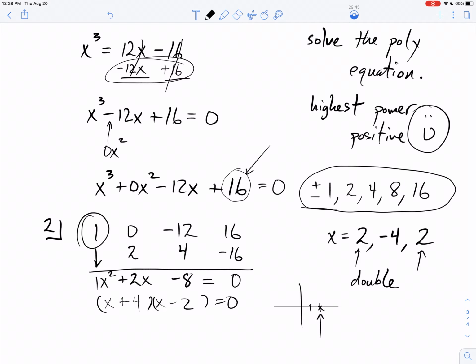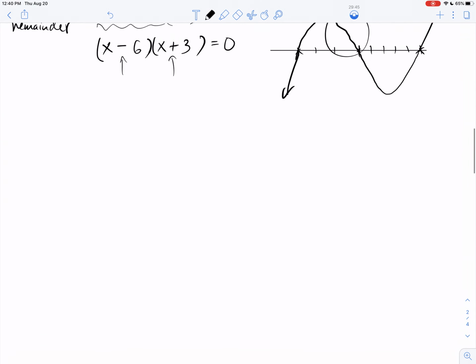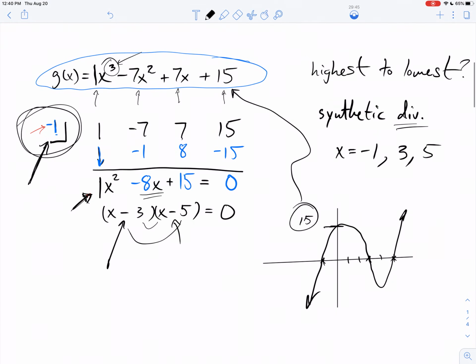So the first number in every single one of my examples, take a look. I brought down the 1. The first thing I brought down was a 1. I brought down a 1.